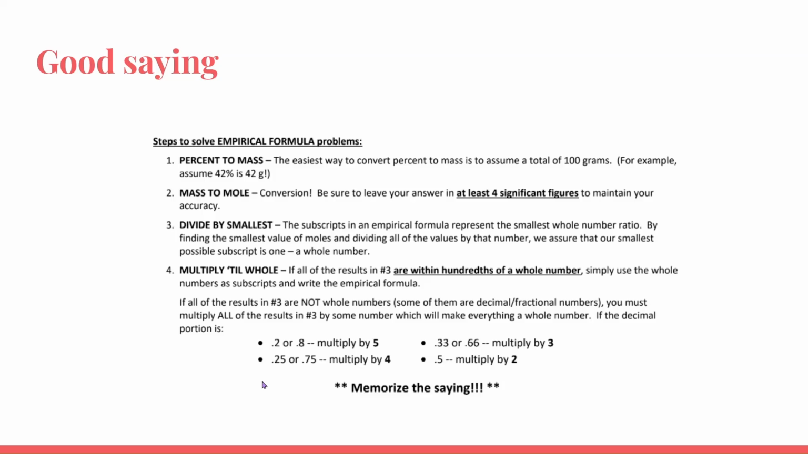So that just depends on what you get as the subscript. It says if all of the results in number 3 are not whole numbers, some of them are decimal or fraction numbers, you must multiply all of the results in number 3 by some number which will make everything a whole number. If the decimal portion is this, then you just apply those multiplications to the thing to make the compound have whole subscripts.